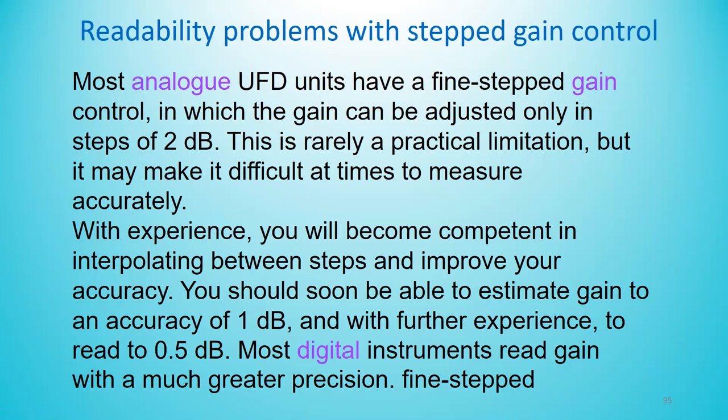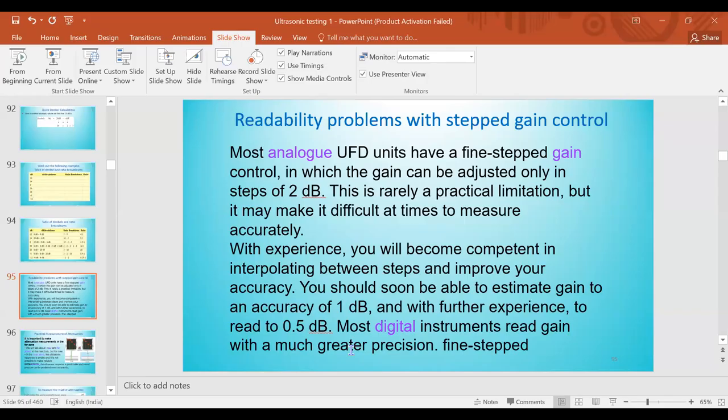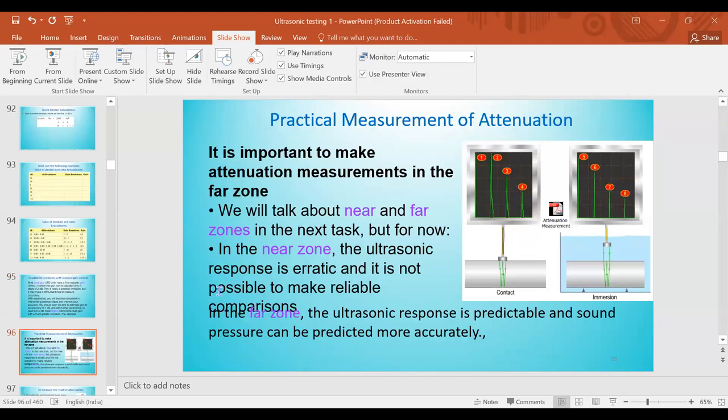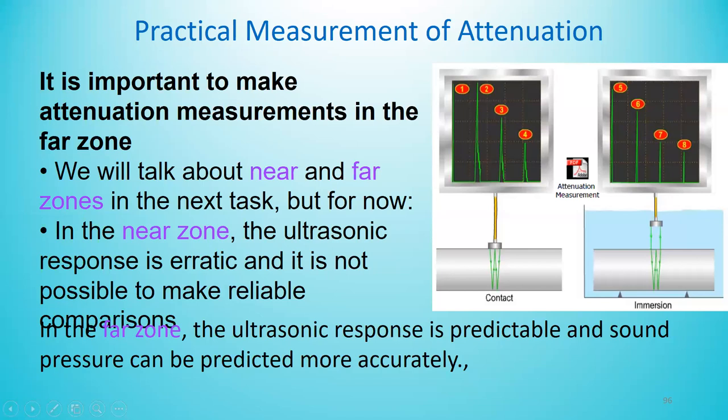Most analog UFD units have a fine step gain control, and most digital instruments read gain with much greater precision. It is important to make attenuation measurements in the far zone. We'll talk about near and far zones in the next talks. In the near zone, the ultrasonic response is erratic and it is not possible to make reliable comparisons. In the far zone, the ultrasonic response is predictable and sound pressure can be predicted more accurately.